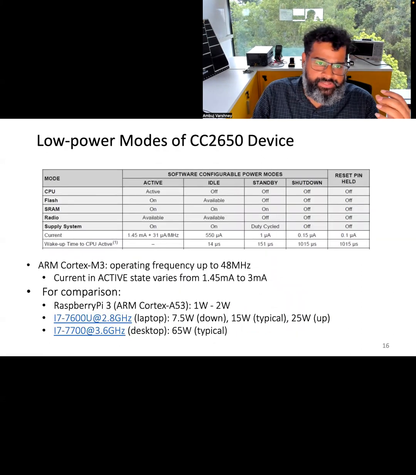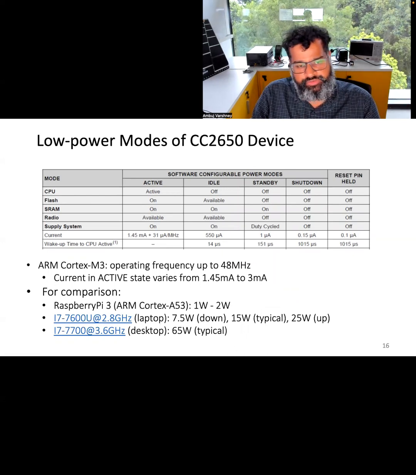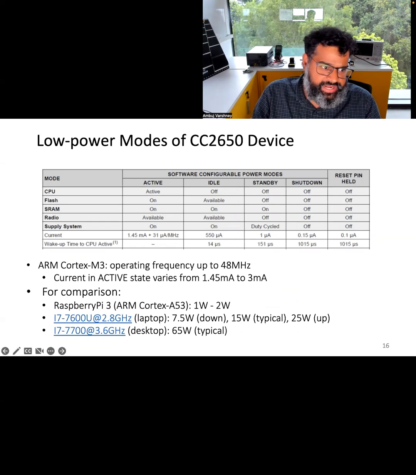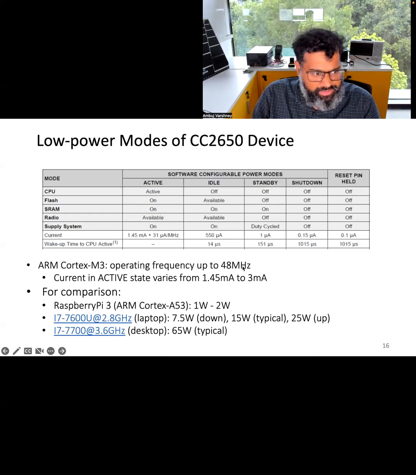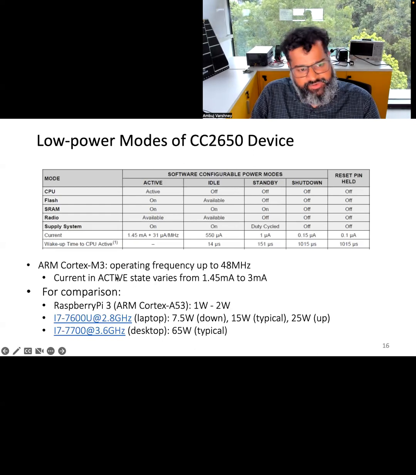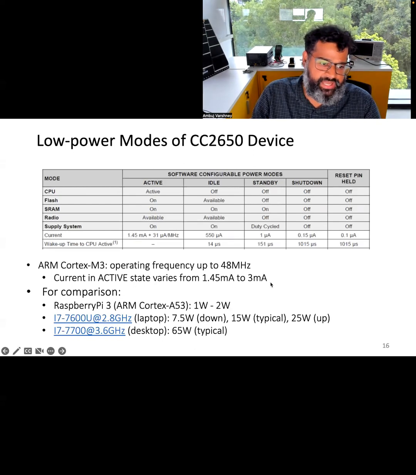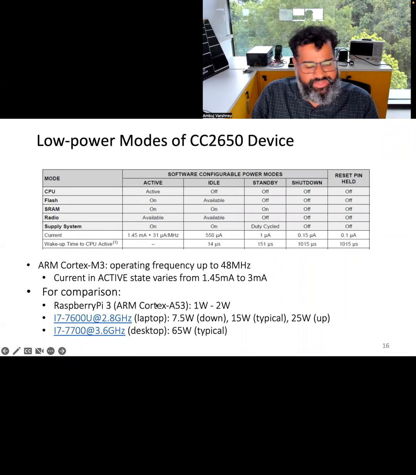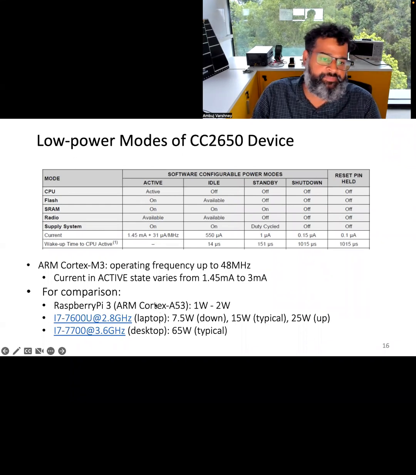So here, for example, we look at the different low power modes that are available on the CC2650 device, which is the SensorTag. It has an ARM Cortex-M3 microcontroller that can operate at a maximum frequency of about 48 megahertz. And its current in the active state can vary between 1.45 milliamperes to about 3 milliamperes. And just for comparison, if you look at, for example, a typical laptop and desktop, we are talking about many orders of magnitude lower in power consumption.